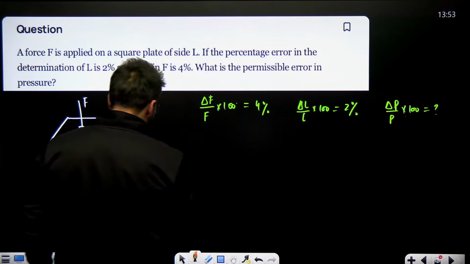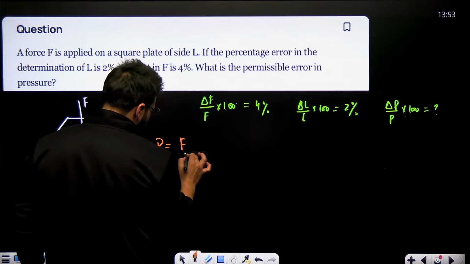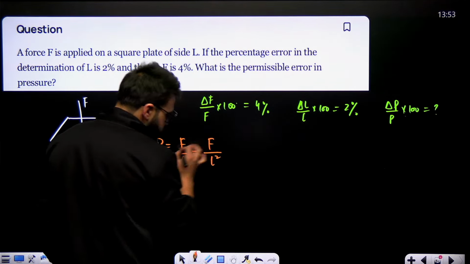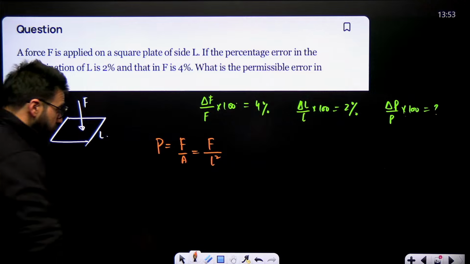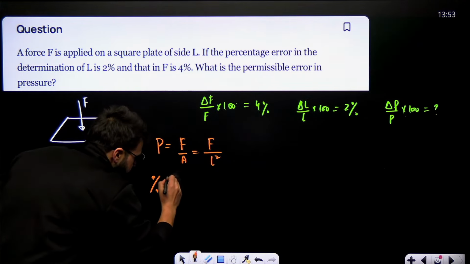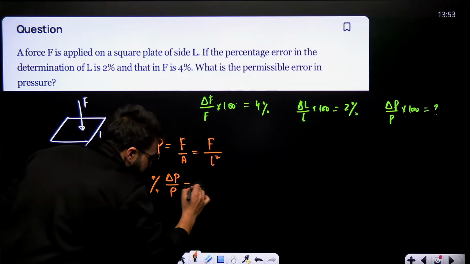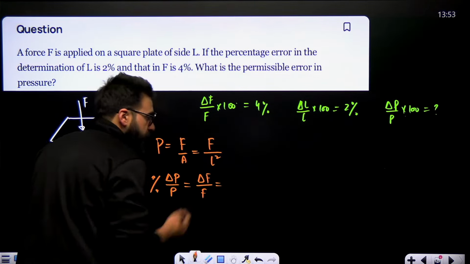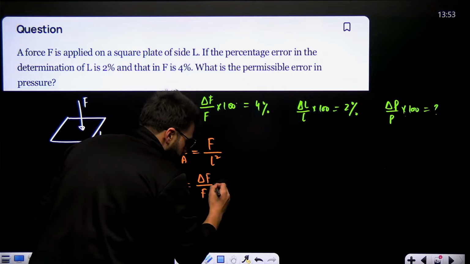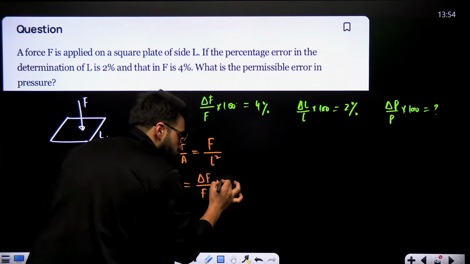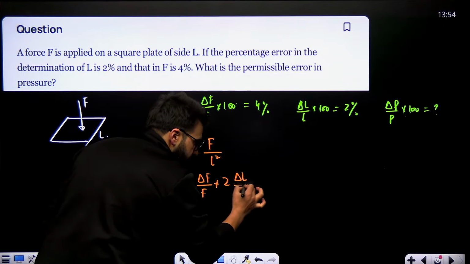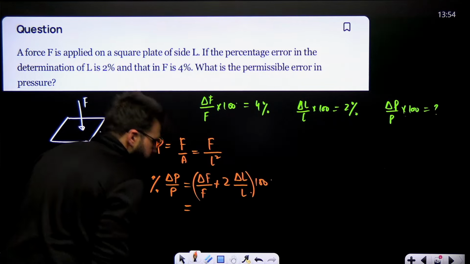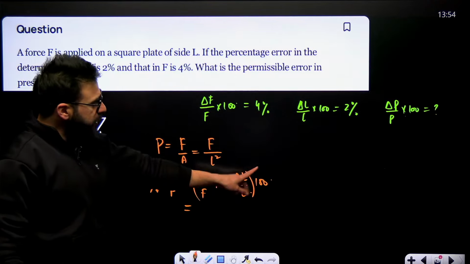When it comes to pressure, we say pressure is force upon area. You can say force upon area is length square, L square. So now the percentage error in pressure, that is delta P divided by P, will be equal to the percentage error in force, delta F by F, plus, take this in the numerator, L raised to power minus 2, so it is 2 delta L divided by L, into 100 because it's in percentage. So it will be delta F by F into 100.